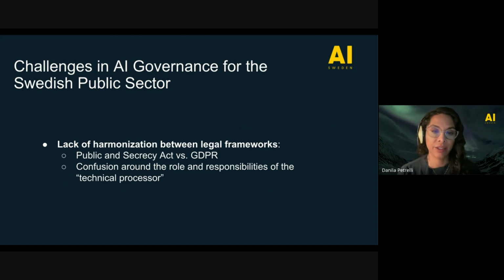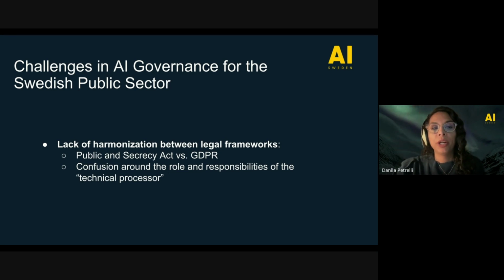It can create confusion. And this particularly impacts the role of what is called the technical processor, because there is often a lack of clarity around what responsibilities fall to the processor, especially when it comes to ensuring that data is handled legally across these frameworks. I can give you two examples, and they are really contrasting, just to make you understand why there is lack of harmonization according to many.